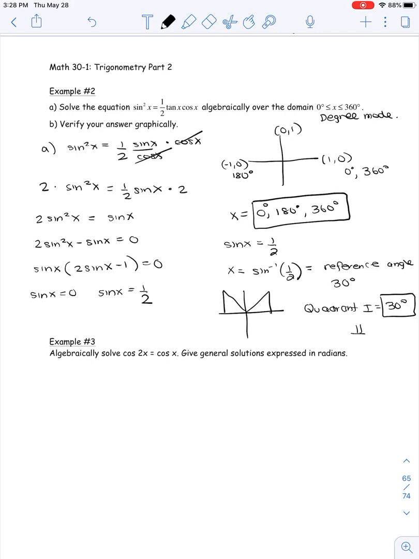And then in quadrant number 2, we're always going to go 180 minus the reference angle, so that's going to give us 150 degrees as our second answer. Okay, so we have 0, 180, 360, 30 degrees, and 150, and all of these will work to make the left side equal to the right side.